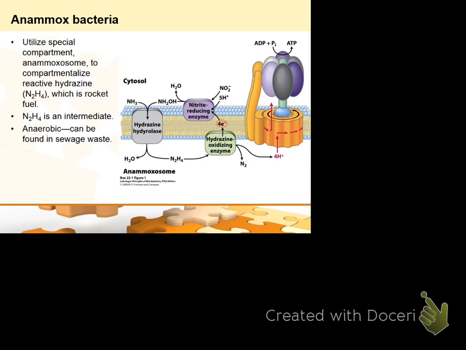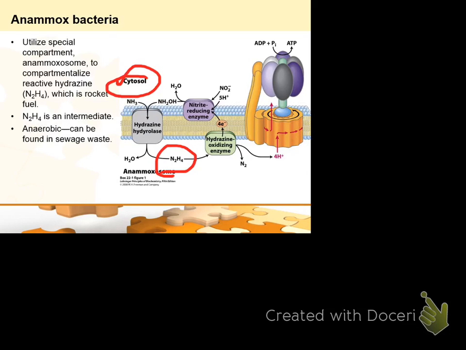Okay, so the anammoxosome is a special compartment. And what it is, it's really cool, because they take from their cytosol, they incorporate ammonia, and then they utilize this enzyme called hydrazine hydrolase, which, as we know from hydrolases, you utilize water to add in the hydrogens, and they make, as their inner compartment, so it would be similar to the matrix, and I don't know if they call it the matrix in the anammoxosome, but what would be similar to the mitochondrial matrix there, they make hydrazine, which actually is rocket fuel.